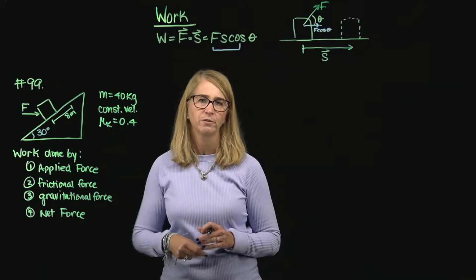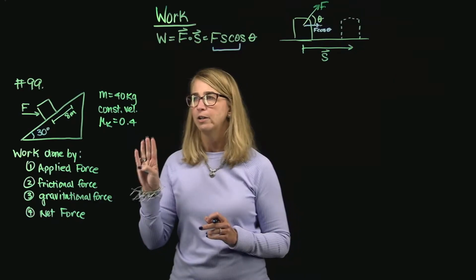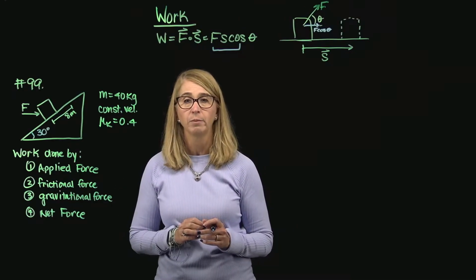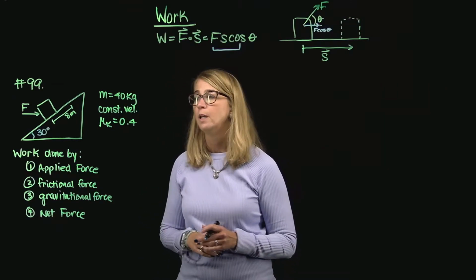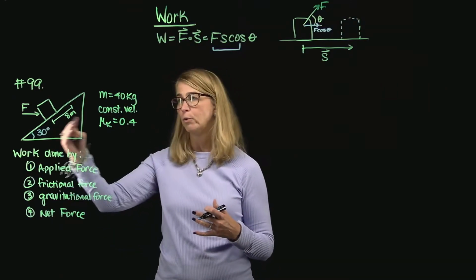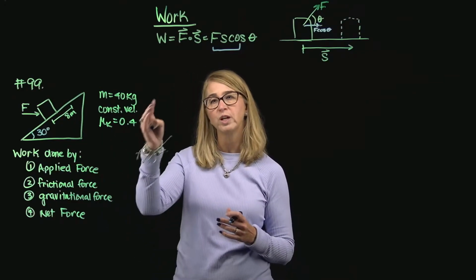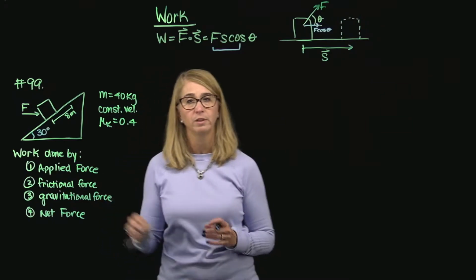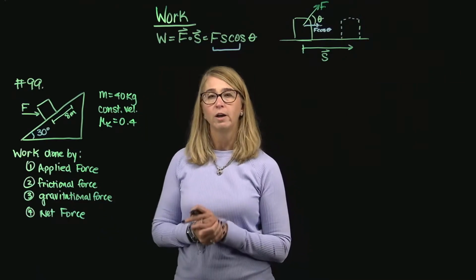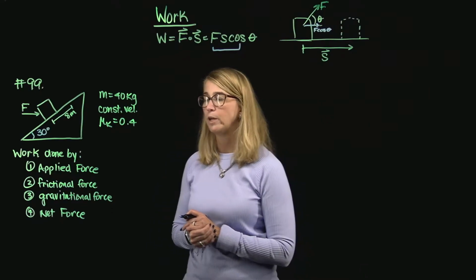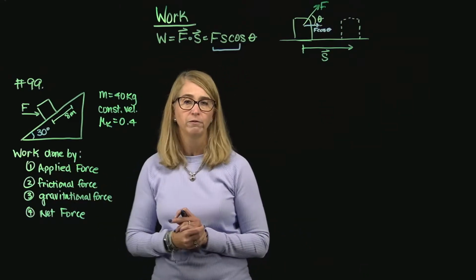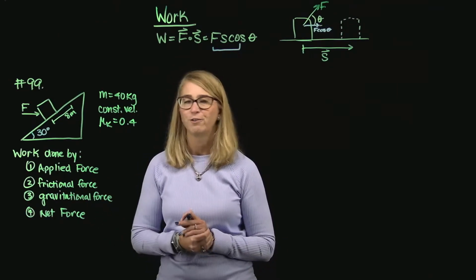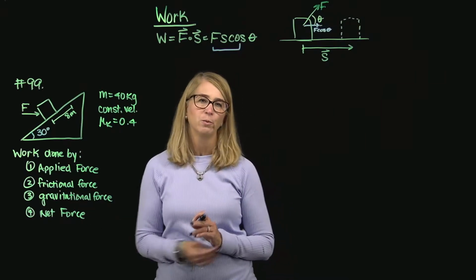The block has a mass of 40 kilograms, and there is friction because we're given the coefficient of friction between the block and the inclined plane. It's 0.4. Now we're told that when this force is applied to the block and moves it up the inclined plane, it does so at a constant velocity. That's something that we want to keep in mind. With all that information in mind, we are asked to find the work done by the applied force, the work done by the frictional force, the work done by the gravitational force, and finally the work done by the net force.